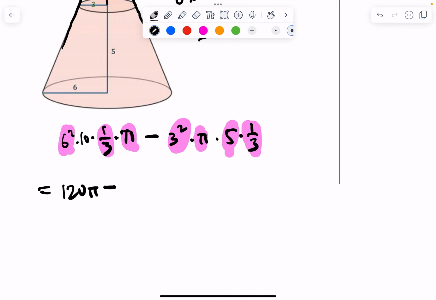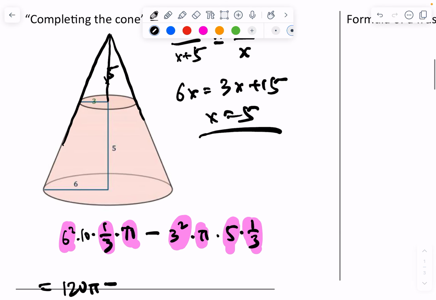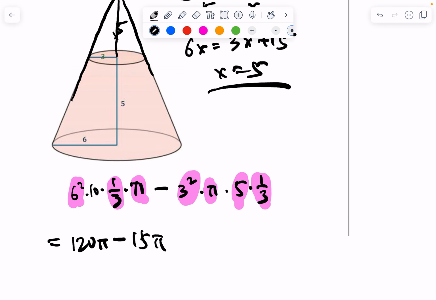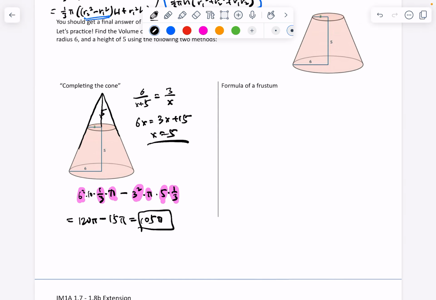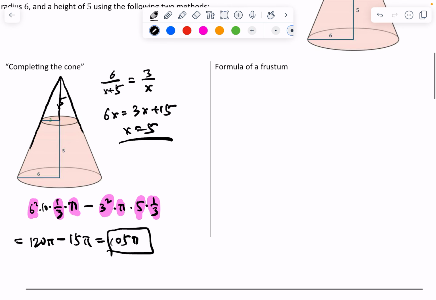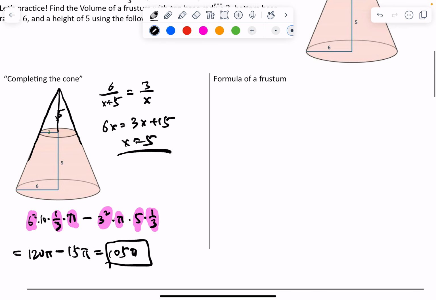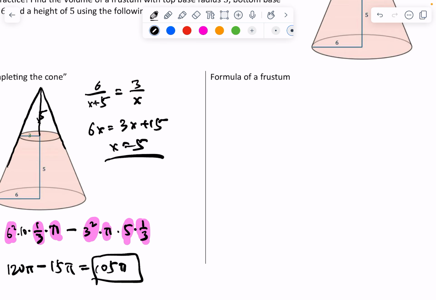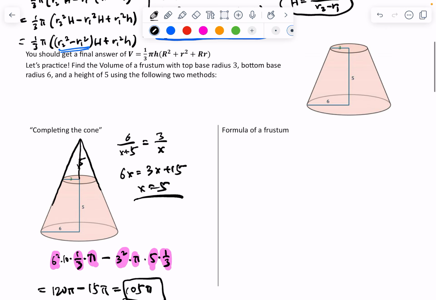We can get that this is equal to 120 pi minus 15 pi. Did I get this right? Yeah, 15 pi. And then this is equal to 105 pi. So you get 105 pi as your final answer. And now, because we know what the formula of the volume of a frustum is, we can instead use the formula.